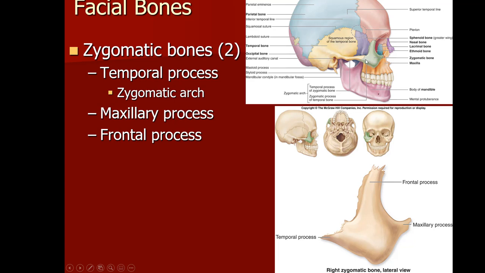So the temporal process, let's start there, is important because it goes back towards the temporal bone and helps form the zygomatic arch. Remember, the zygomatic arch consisted of this whole thing. So you've got the temporal bone with the zygomatic process, and now you have a zygomatic bone with a temporal process, and they're both making up the zygomatic arch. And then the maxillary process goes towards the maxilla, which is your upper jawbone. And your frontal process goes up towards the frontal bone. And that's it for the zygomatic bones.